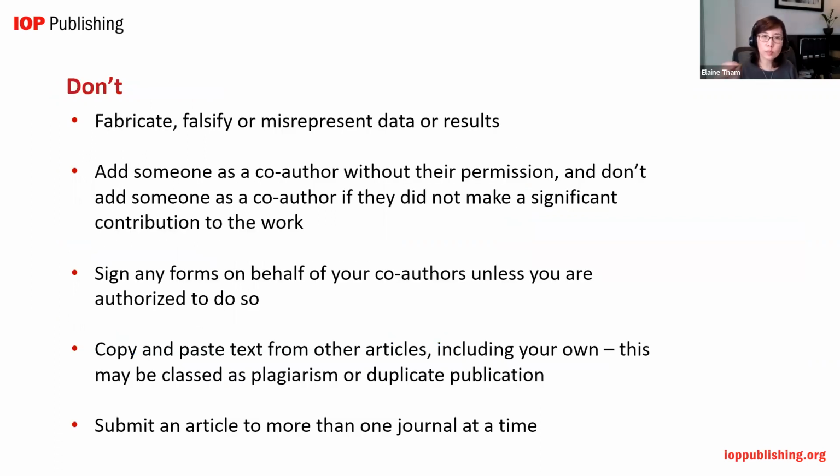In summary, here are some tips for publishing ethically. Make sure you don't fabricate, falsify, or misrepresent your data or results. Don't add someone as a co-author without their permission, and don't add someone as a co-author if they did not make a significant contribution to the work. Don't sign any forms on behalf of your co-authors unless you're authorized to do so. Don't copy and paste text from other articles, including your own, and don't submit an article to more than one journal at a time.